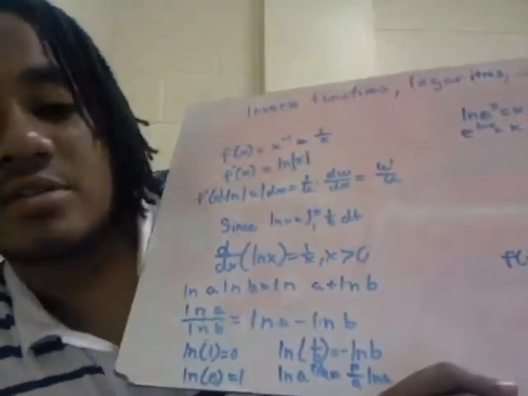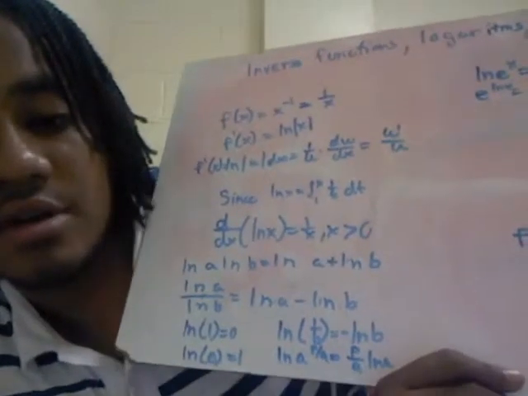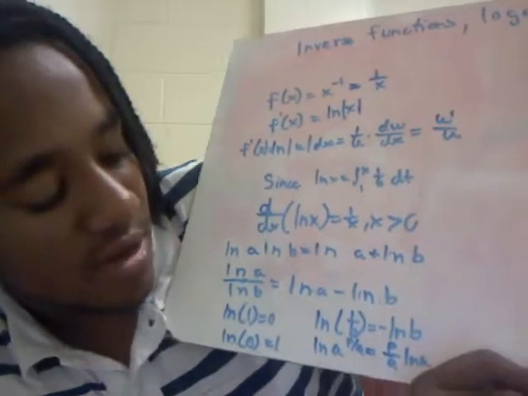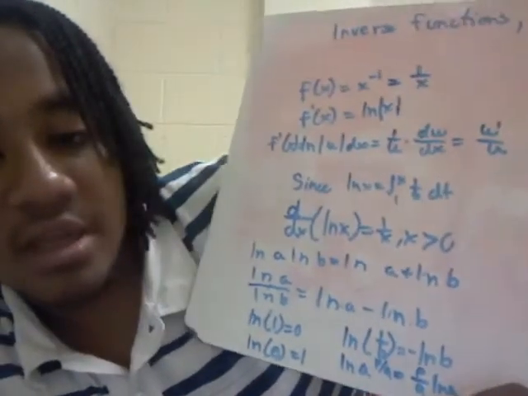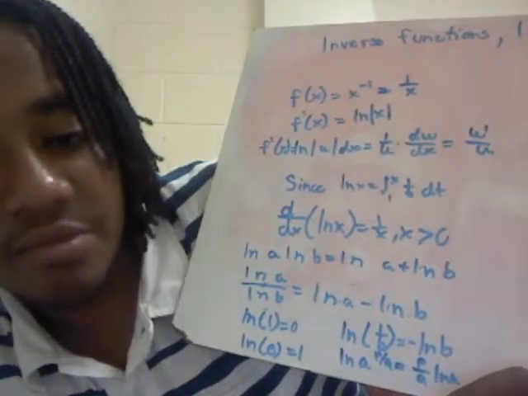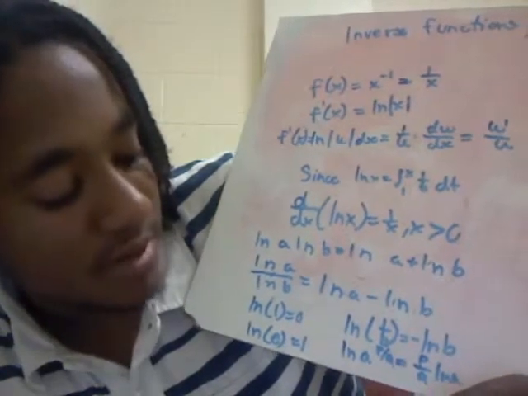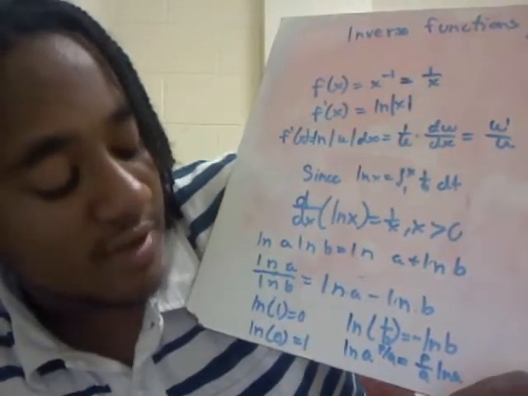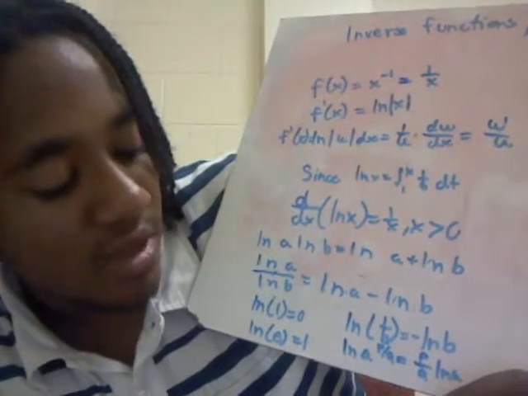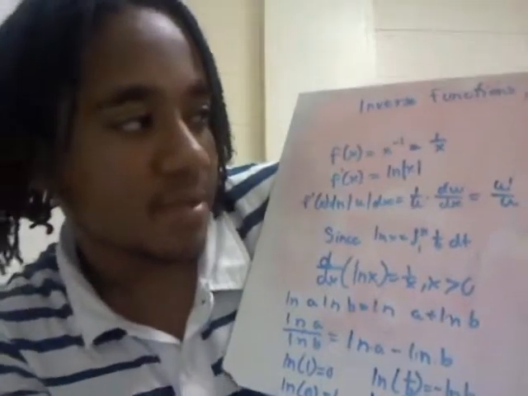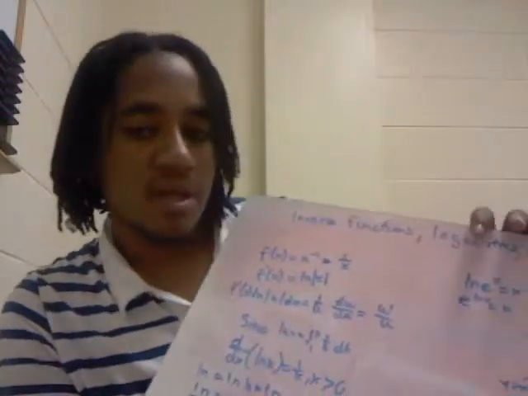The value of natural log of 1 equals 0. The value of natural log of 1 over b equals negative natural log of b. The natural log of e will equal 1. The natural log of a to the p over q equals p over q times natural log of a. Now we'll reach also the logarithmic rule.